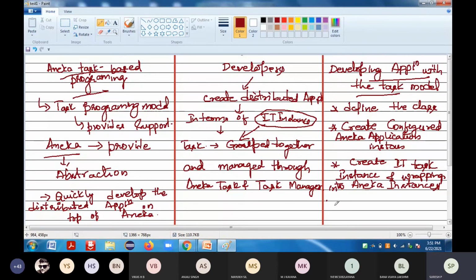So the last one is you have to execute the application and wait for its completion. So these are the different steps which you have to follow when you are developing the application with the task model.